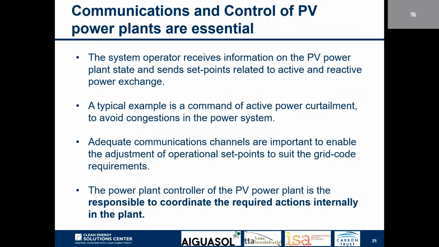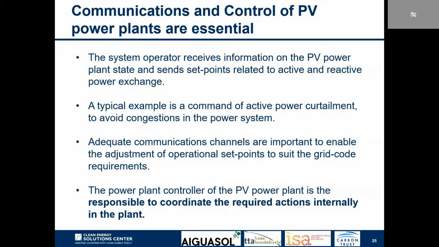Another section as part of this module deals with the importance of control systems and communications. Power plant communication systems need to facilitate the system operators' reception of information on the power plant state and the different set points that are necessary to optimize the matching of the PV generation and the grid conditions in terms of active power, but also reactive power exchange. A typical example of that, which is analyzed in this webinar, is a command of active power curtailment, essentially meant to avoid congestions in the power system.